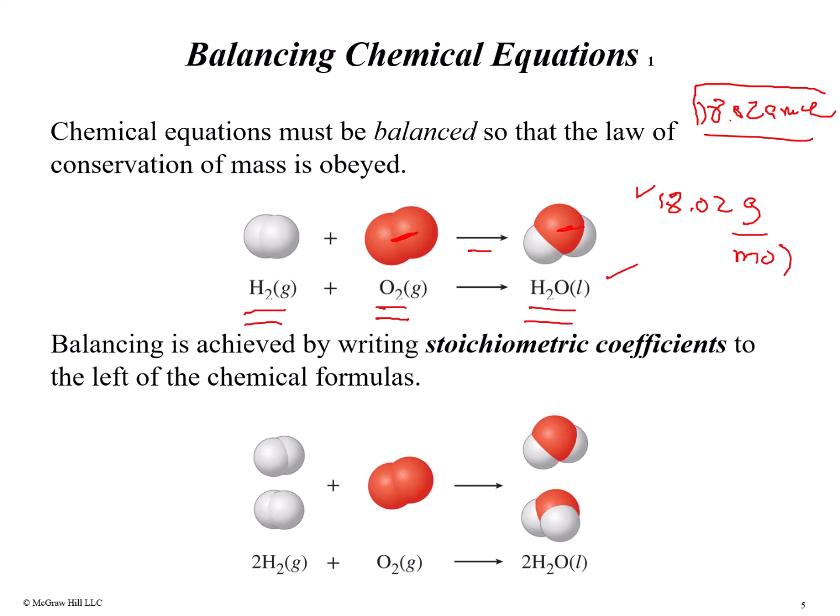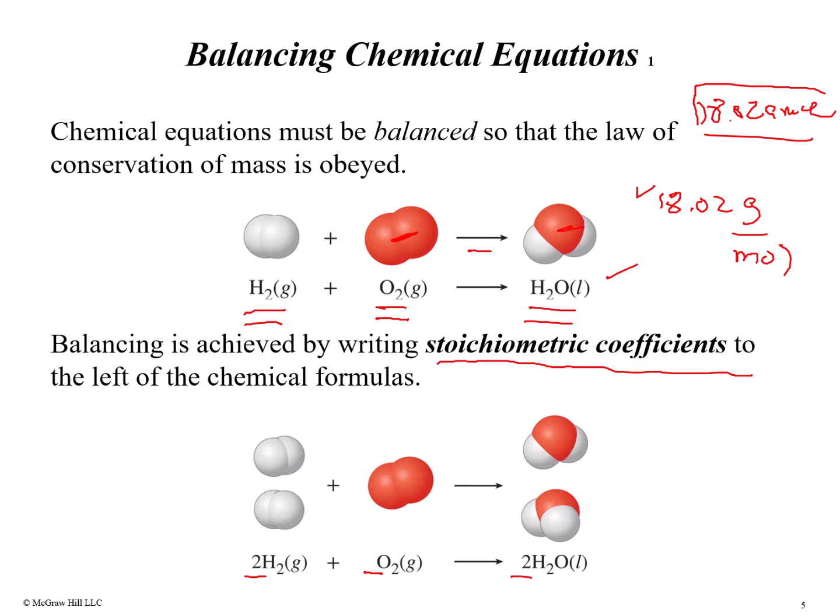So to balance this out, we add a stoichiometric coefficient. I do want you to know this word, stoichiometric coefficient. We got to speak the language. Stoichiometric coefficient is what these numbers are here, and there's actually three of them here. The stoichiometric coefficient in front of the hydrogen is 2.